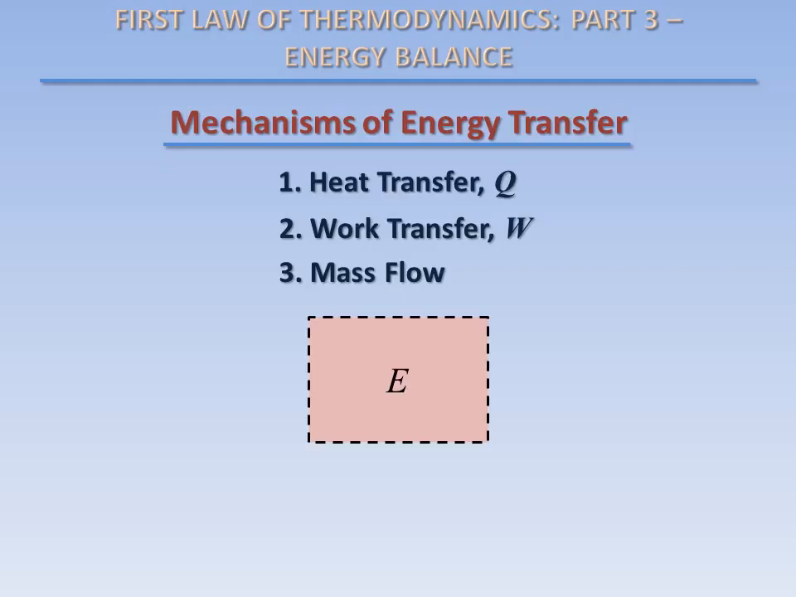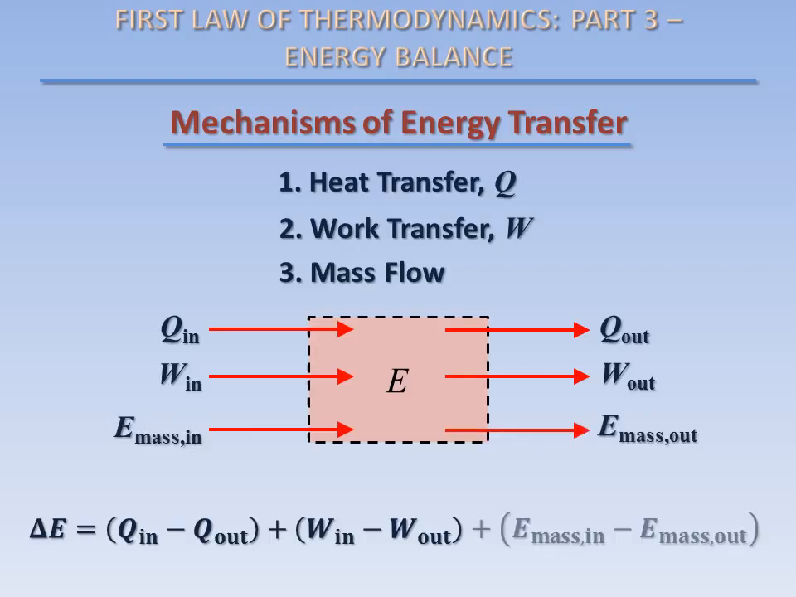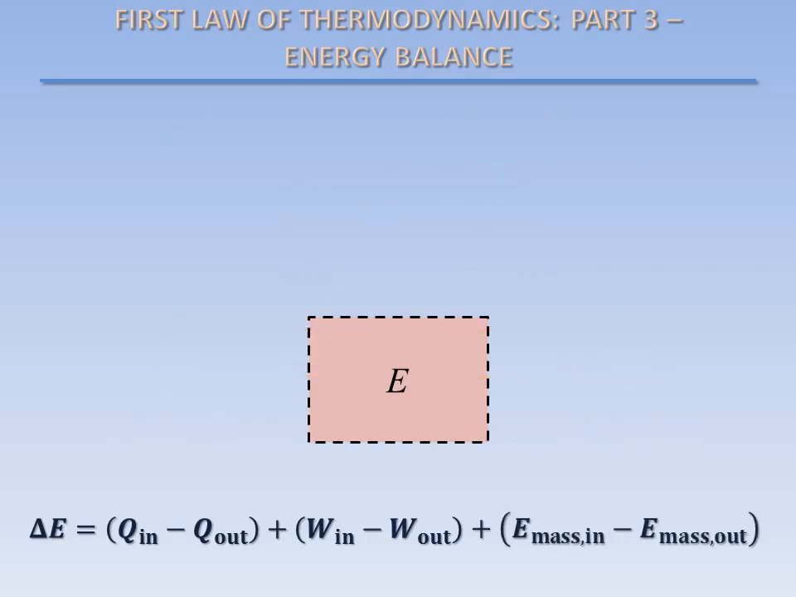The total change in energy of the system during a process, delta E, is equal to the total amount of energy transferred into the system by heat minus the total amount of energy transferred out of the system by heat, plus all of the energy transferred into the system by work minus all of the energy transferred out of the system by work, plus all of the energy contained in the mass that enters the system, minus all of the energy contained in the mass that leaves the system. This equation is called an energy balance.